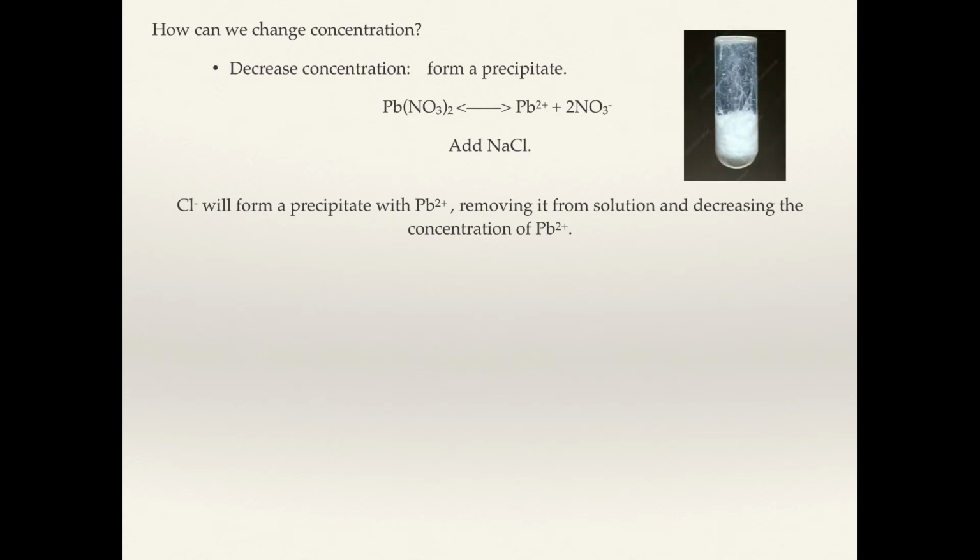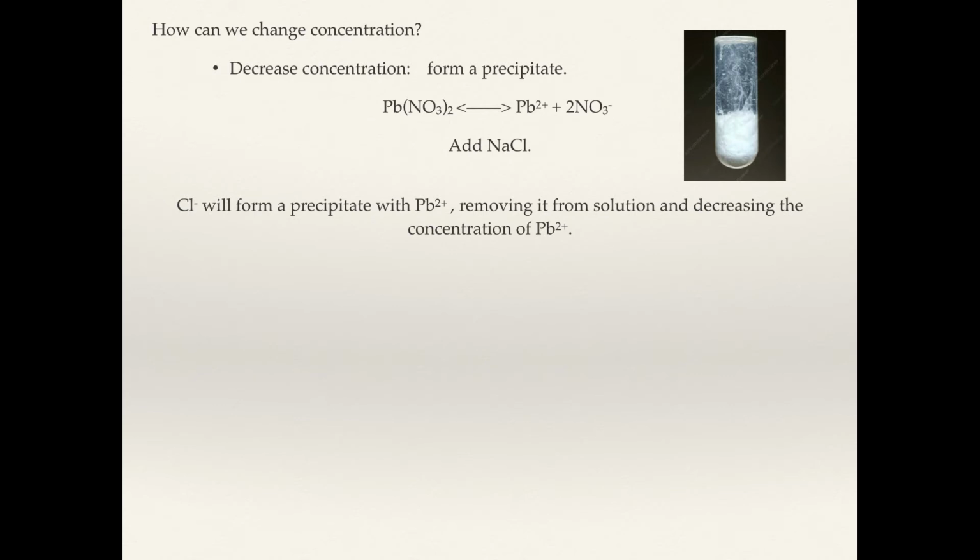So just for people who are more visual learners, you can actually see in this diagram here, imagine this used to be a solution that had lead and nitrate in it, and by adding the sodium chloride, the chloride ions and the lead ions will form this lead 2 chloride precipitate, that white precipitate, lead chloride, removing the lead ions from solution, causing its concentration to decrease, and therefore causing a shift to the right.